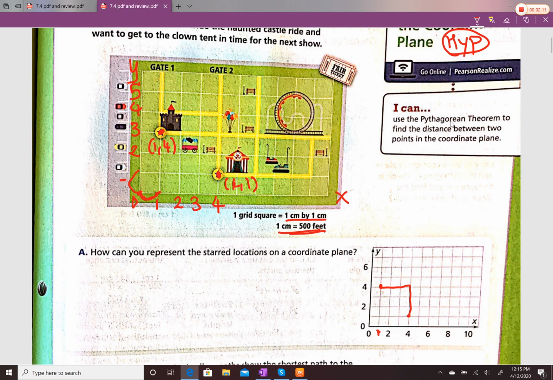So how can you represent the start location on the coordinate plane? Once I know that this is 1, 4, and this is 4, 1, it's easy for me to represent the start location on the coordinate plane. Does that make sense to you?